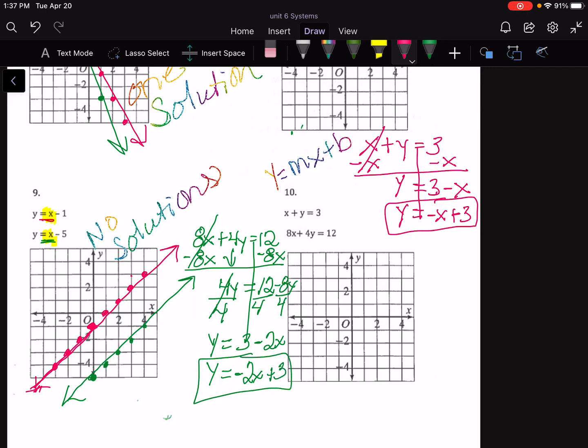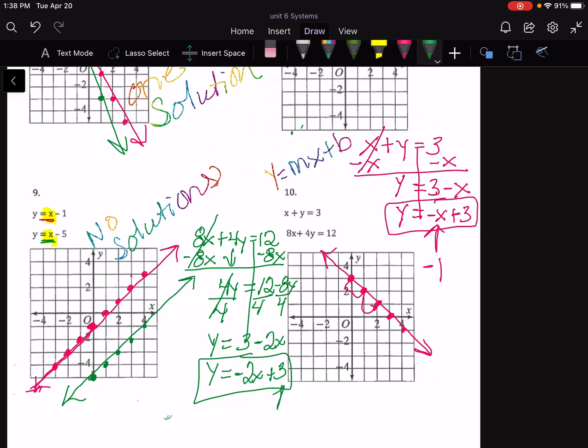Now I can graph these. So my first equation is going to start here at 3. And because this is a negative x, that negative means negative 1. So I'm going to go down 1 to the right 1, down 1 to the right 1, and I can keep doing that. Go ahead and graph that. And let's graph our second equation.